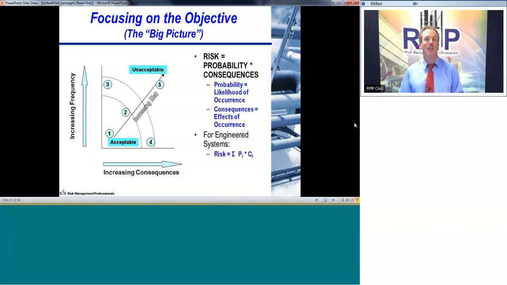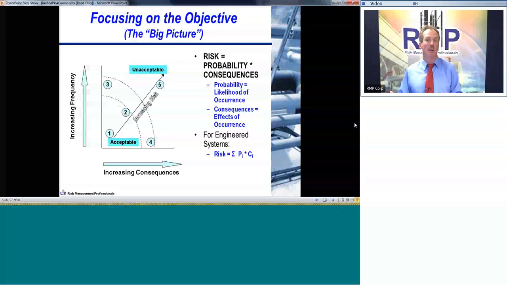Just because something happens frequently, if there's not much to it or if it's just a minor operational issue, it may not be all that important. Similarly, just looking at consequences, very high consequence events that are really not credible, that are never going to happen, really aren't all that important.